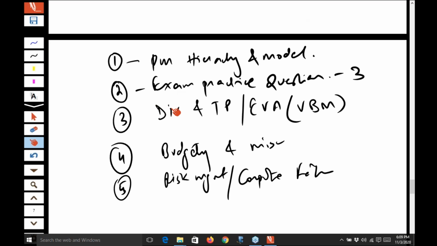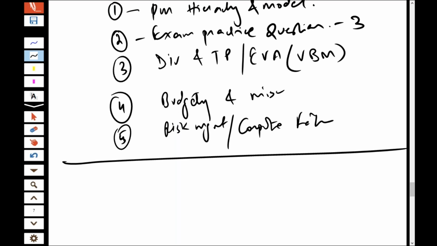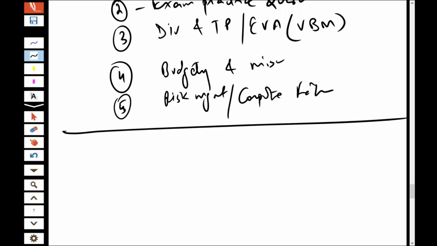So don't worry, I'll make sure that you end up loving this paper of APM. Don't worry about it, inshallah. We'll try our best, and you do the maximum possible effort that you can. Now let's move a bit forward and discuss further.